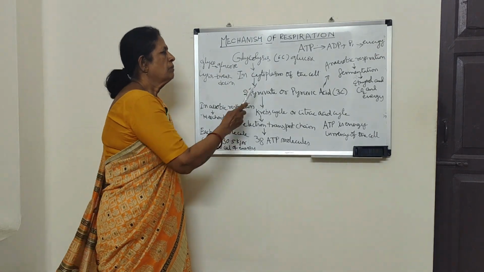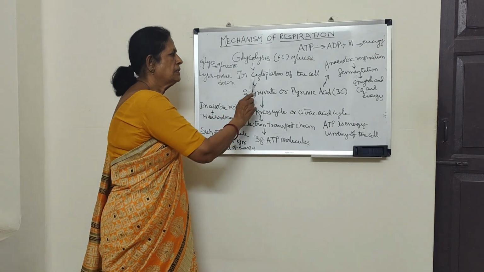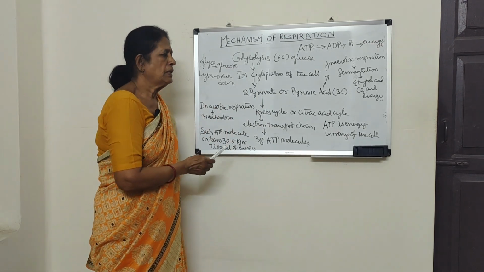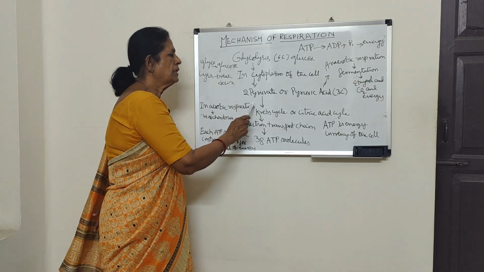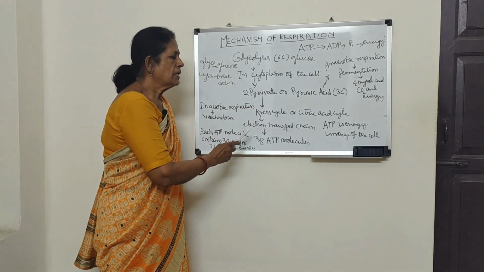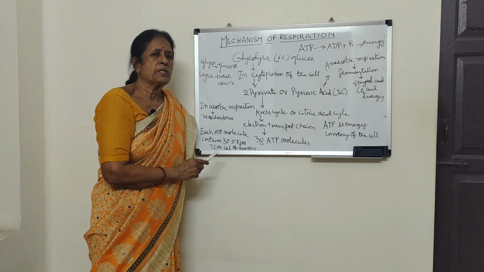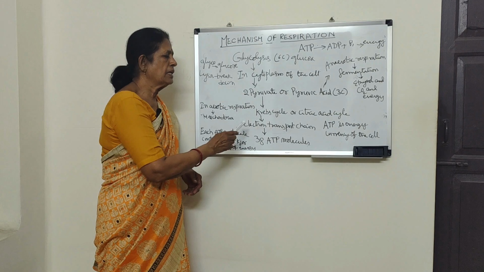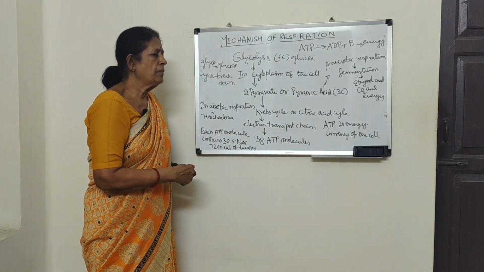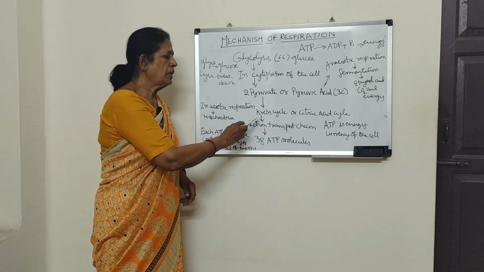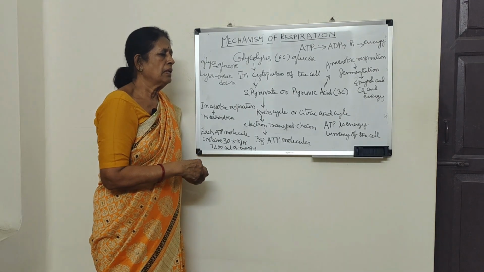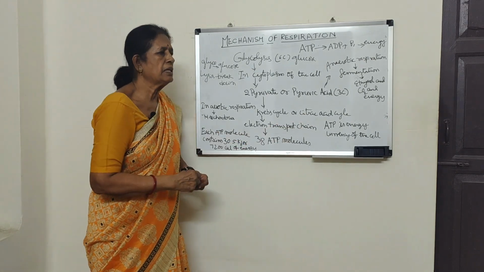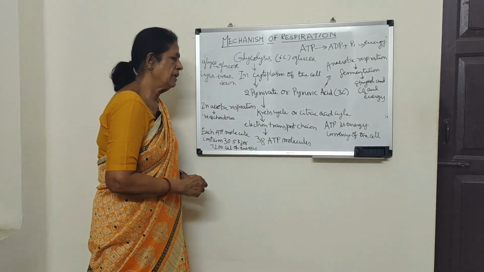So it is common for both aerobic and anaerobic respiration because it is taking place in the cytoplasm of the cell. In aerobic respiration, glycolysis is followed by the Krebs cycle. Why is it called the Krebs cycle? Because the sequence of cyclic reactions was discovered by Sir Hans Krebs, so the cycle is named after him. It is also called the citric acid cycle because citric acid is an intermediate substance formed in the Krebs cycle.